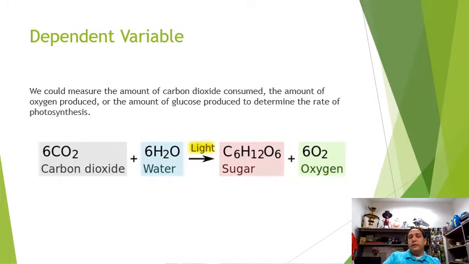In this research, we're going to need to figure out what our dependent variable is. So on the screen in front of you, you can see that carbon dioxide and water come together in photosynthesis to form sugar and oxygen. So you can measure a bunch of different things. You can measure how much carbon dioxide is being used up. That is, how much carbon dioxide are you losing? You can measure how much water you are losing, how much sugar is created, or how much oxygen is created. Those are your different potential dependent variables.